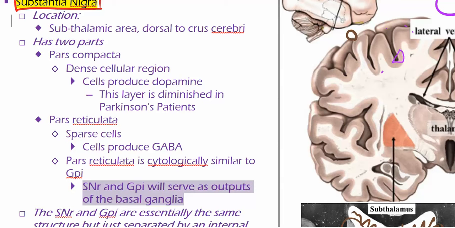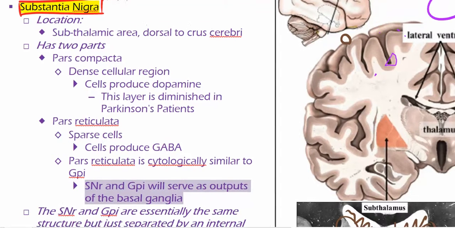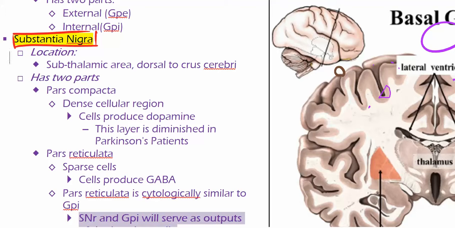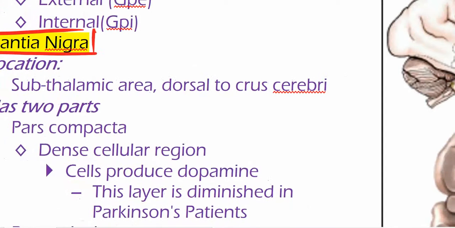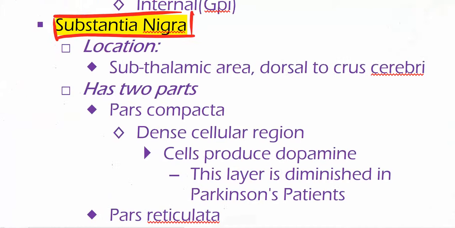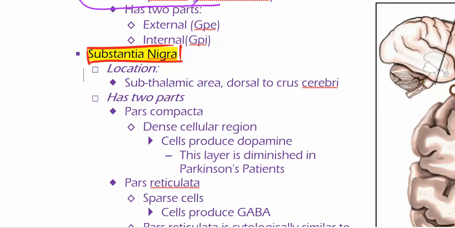Oh, crus cerebri. Yeah, that's exactly right. Where does it say crus cerebri? I can draw it for you, it's all good. So it's located in the subthalamic area, and it's going to be dorsal, so behind the crus cerebri.